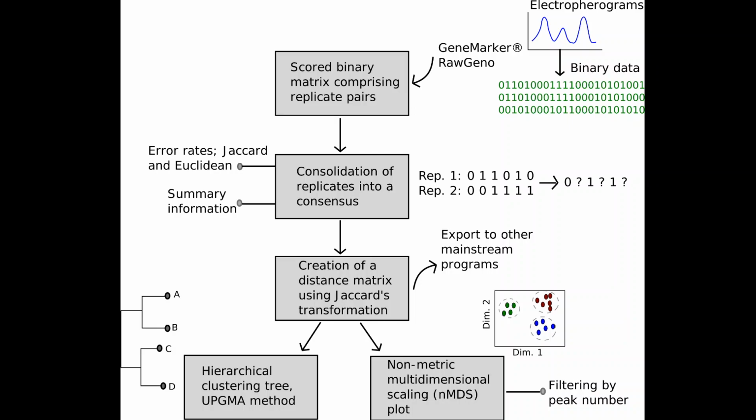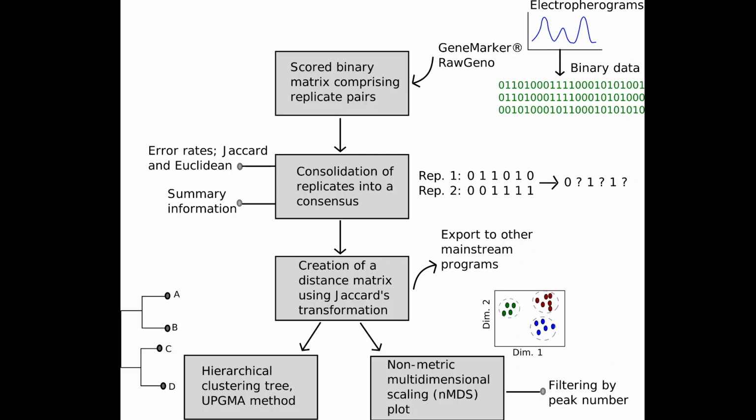And what I mean by consolidate is, let's say in this diagram you have rep 1 and rep 2, where there was a 0 and a 0, it outputs a 0 as a consolidated output. If there was a 1 and a 0, it would output a question mark as an ambiguity because there was a presence of a peak in rep 1 but not in rep 2. And then when both had a 1, it obviously outputs a 1. So there's a function in this package that just automatically consolidates every pair of samples in the data set.